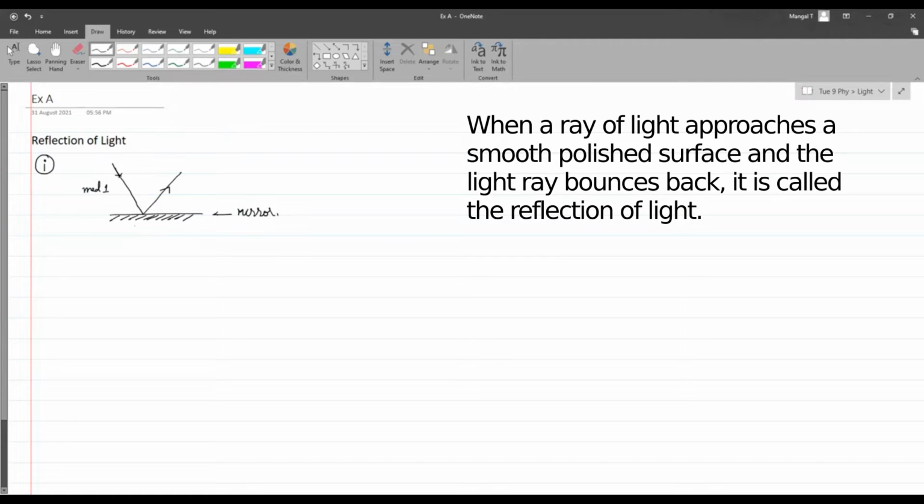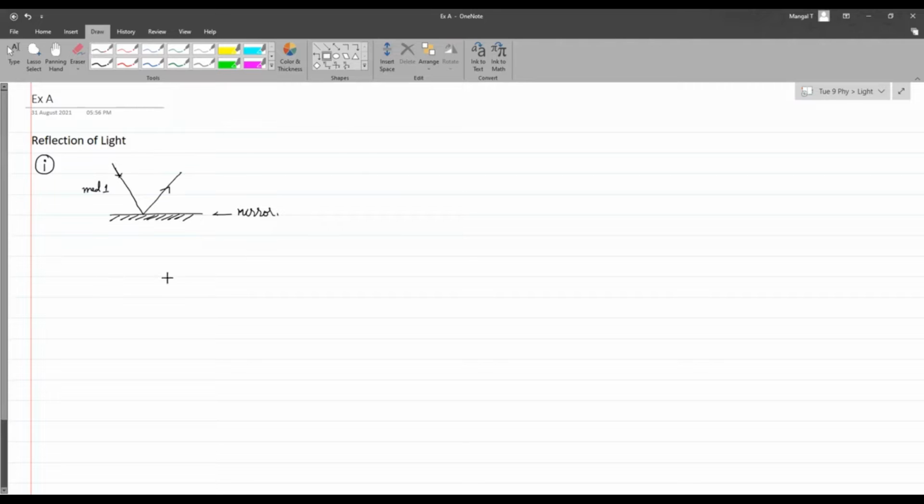Okay, so in a mirror, you know what a mirror is like? It is made up of glass, and this side of the glass is silver. So when a ray of light hits the glass, actually it suffers refraction. Then it goes and comes out like this. But we are just going to draw this. So this is called reflection of light.